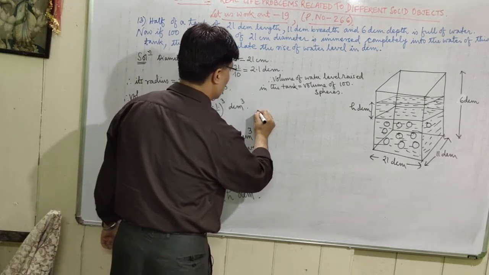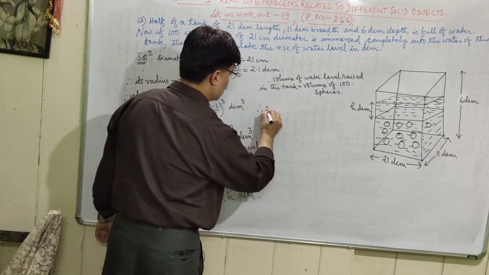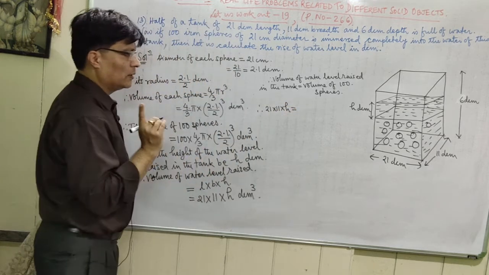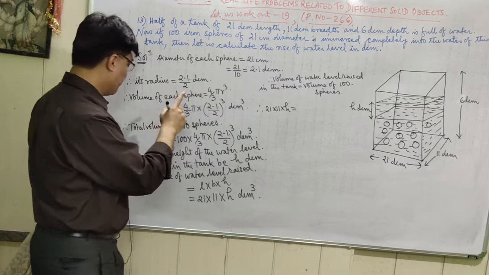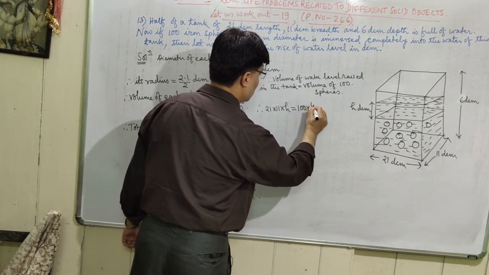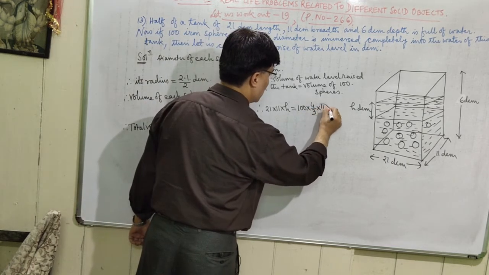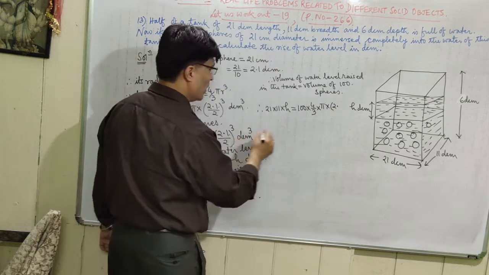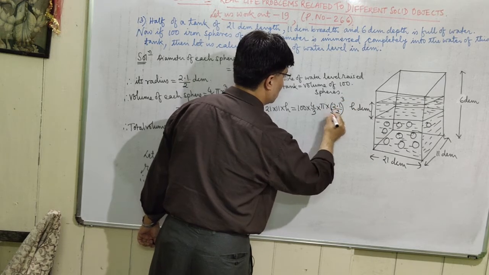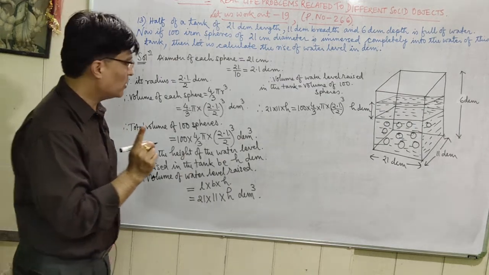So let us write here, therefore, what is the volume of the water level raised? It is 21 into 11 into h. Is that clear? Next is equal to, what is the volume of 100 spheres? It is 100 into 4 by 3 into pi into 2.1 by 2 whole cube. So I think you have understood it.